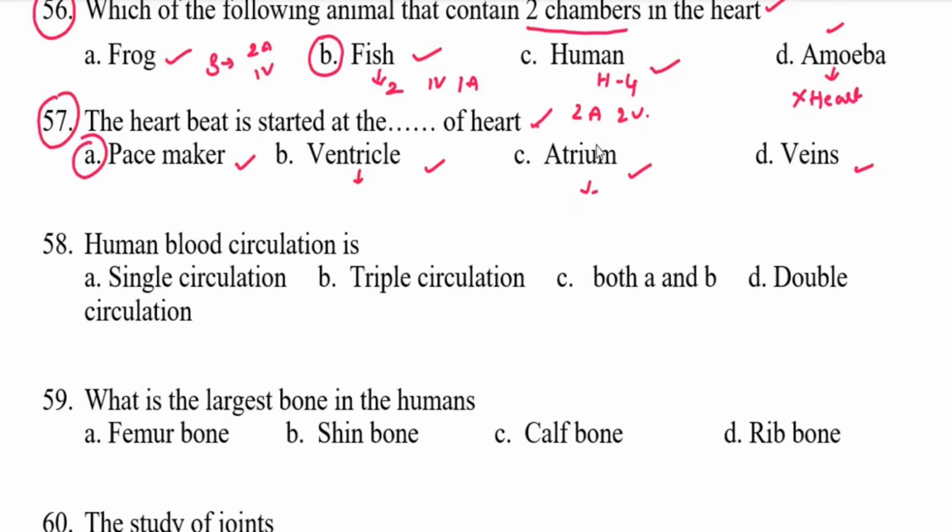Actually, in the right atrium, this pacemaker is present. Okay, if pacemaker is not present in the options, definitely you have to choose the atrium. If pacemaker is present, you have to choose the answer pacemaker.